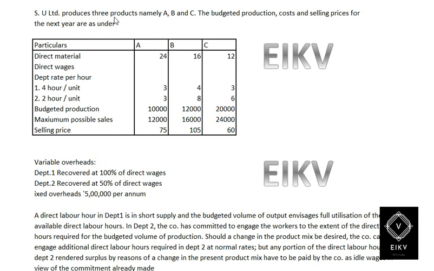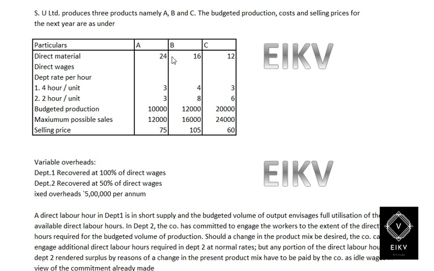So this illustration is regarding optimum product mix. Starting towards the illustration, SU Limited produces three products A, B and C. The budgeted production cost and selling price for the next year are assembled. So the company named SU Limited is manufacturing A, B, C products.